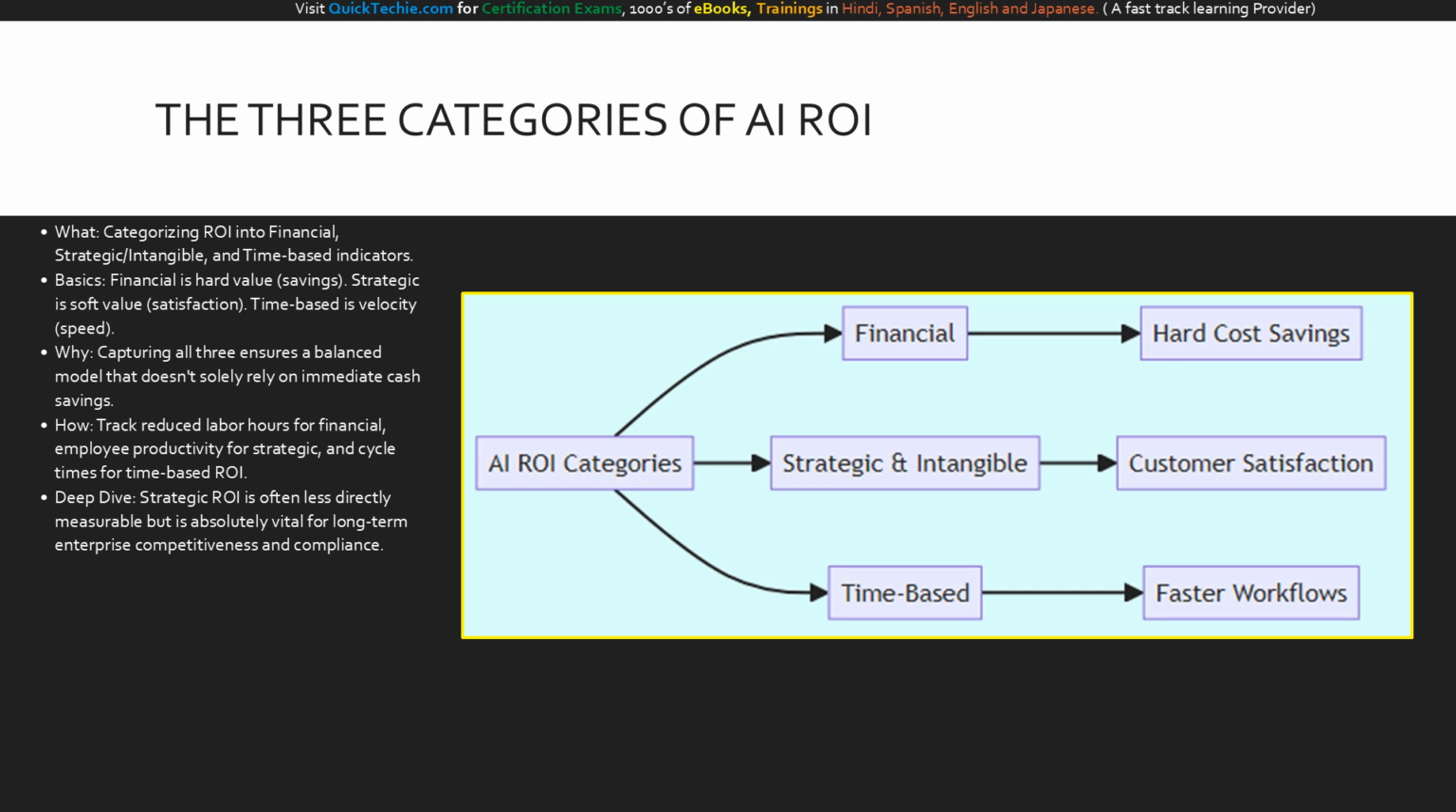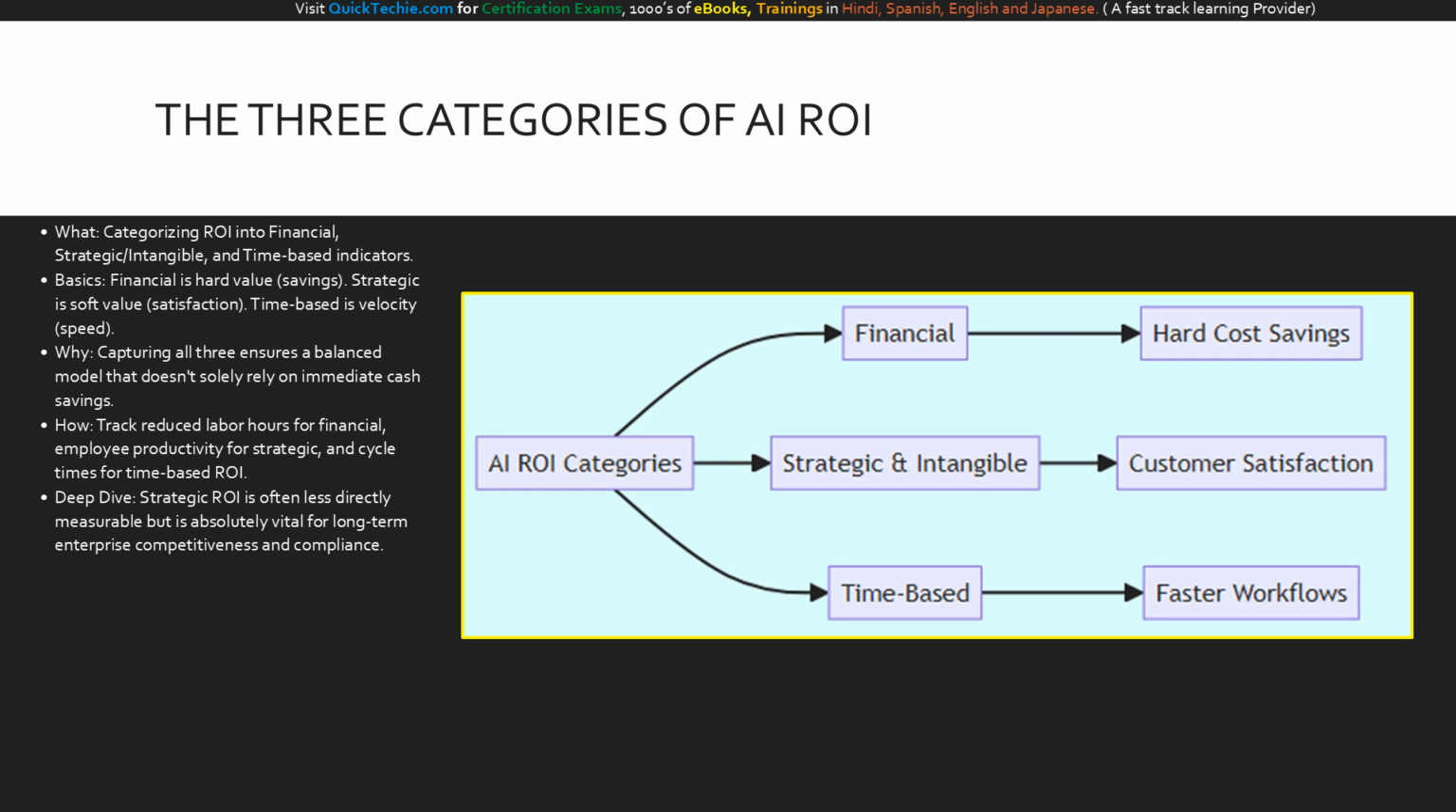Why must we capture all three? Because a balanced ROI model cannot rely solely on immediate cash savings. If you only look at hard dollars, you might miss the massive value of improved customer experiences. How do you track these? You align specific metrics to each category. Diving deeper, while strategic ROI is harder to measure on a balance sheet, it is often the most vital factor for maintaining long-term competitiveness, brand trust, and enterprise compliance.